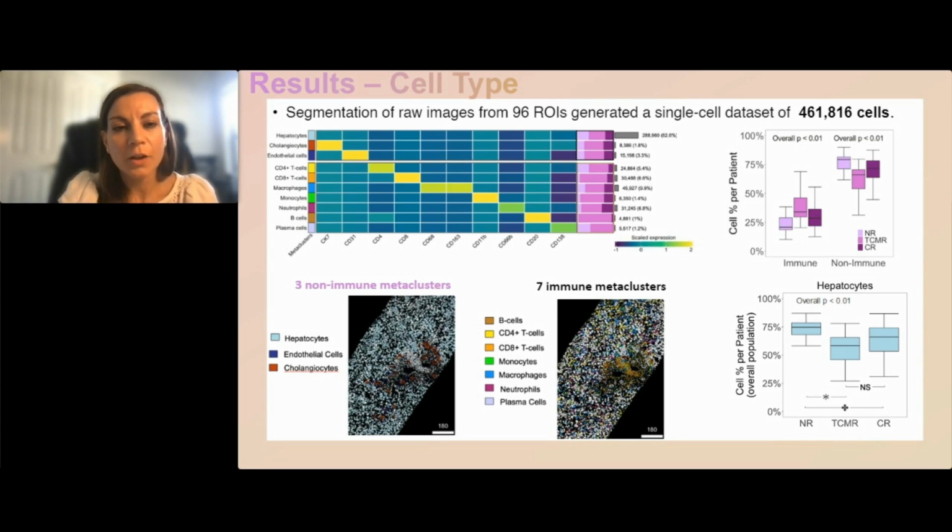After segmentation of raw images, we obtained a single-cell dataset which included more than 400,000 cells. Those cells were assigned to 10 different phenotypes, which included 3 non-immune metaclusters and 7 immune metaclusters, which had a different distribution across the 3 clinical groups: no rejection, acute rejection, and chronic rejection. And as you can see here, hepatocytes was the most abundant phenotype associated with no rejection.